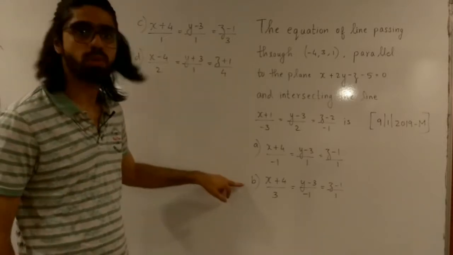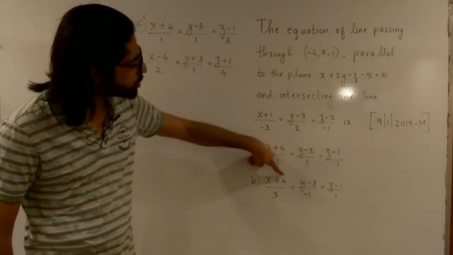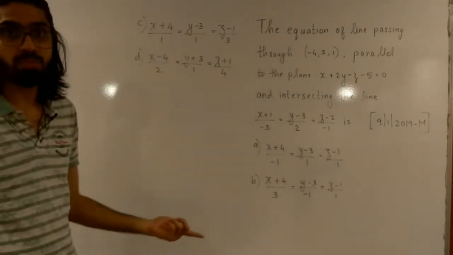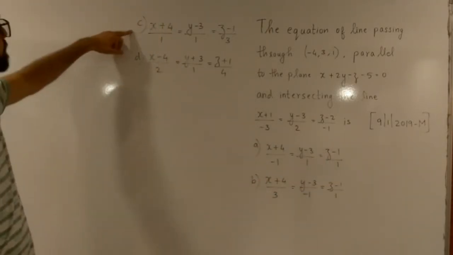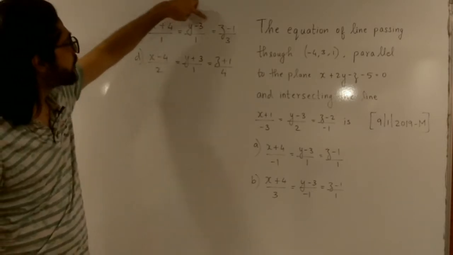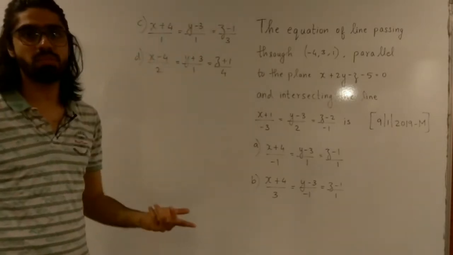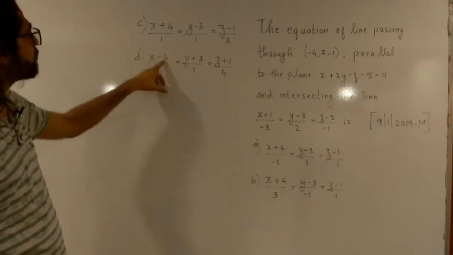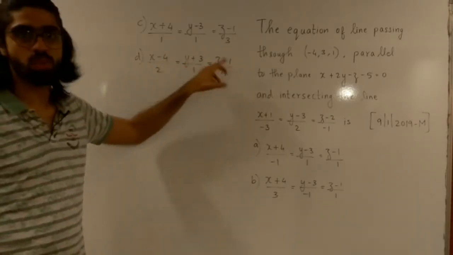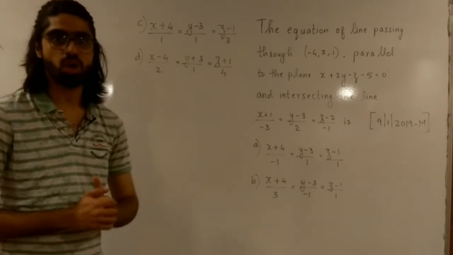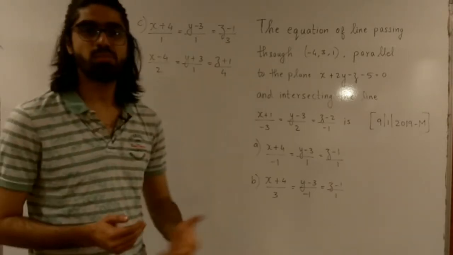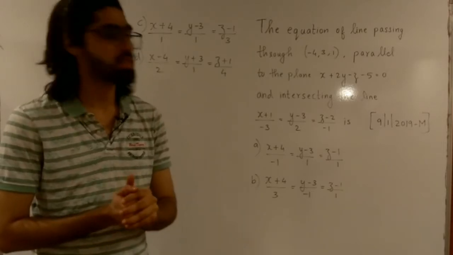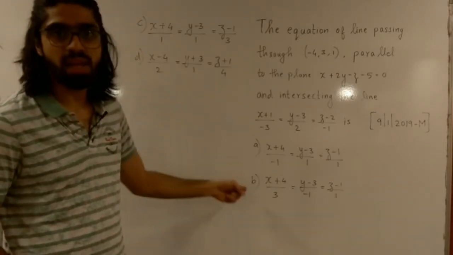Check the second one. This line also passes through -4, 3, 1. Okay, even B might be my answer. Check option C: -4, 3, 1. Okay, even C might be the answer. And option D: in option D, this line passes through 4, -3, -1. So option D is definitely my wrong answer. Unfortunately, I am not getting one answer straight away, but at least I am able to eliminate one of the wrong answers. So my answer might be either A or B or C.